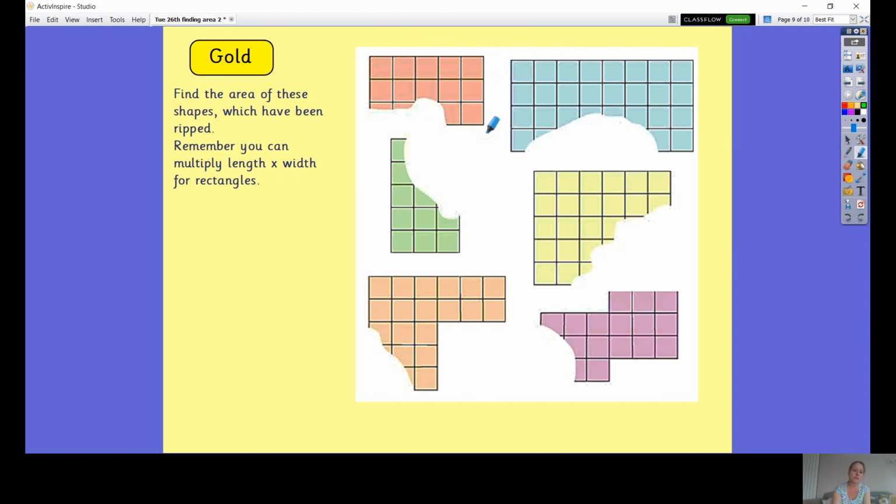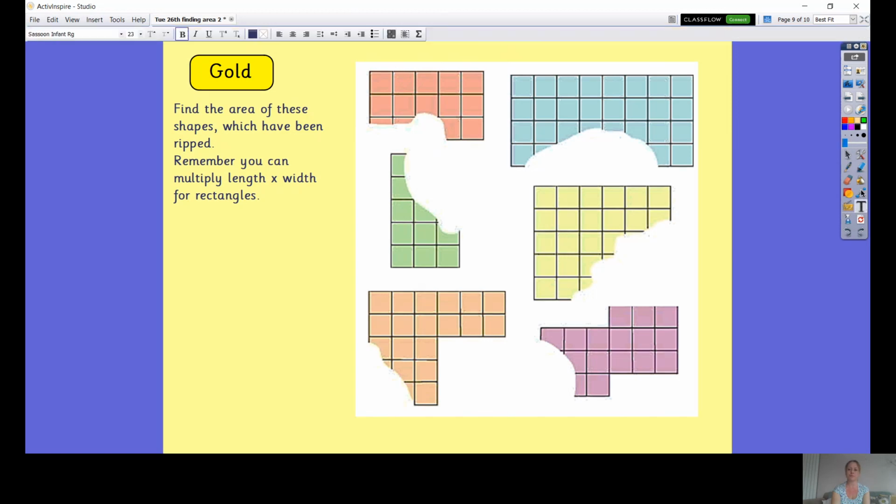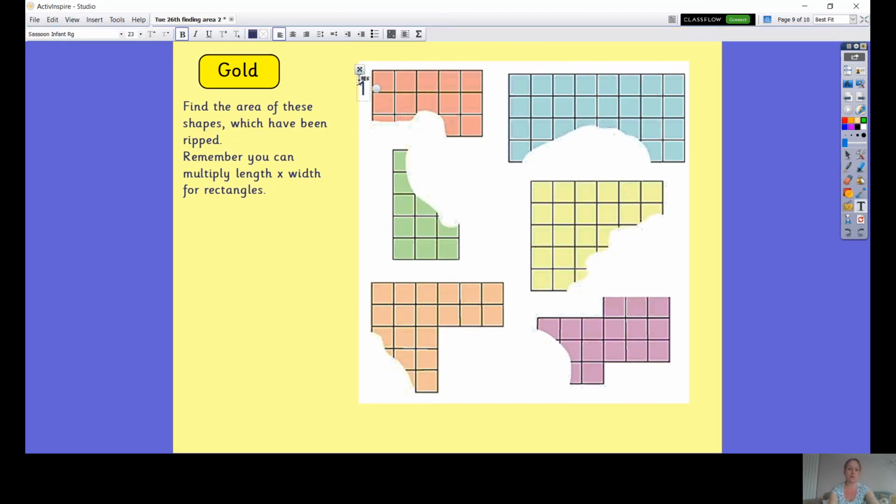So I'm going to look on this side because I know that this side is going to be the same as that side because it's a rectangle. So it'd be 5 times 3. So I'd write number 1, 5 times 3 is 15. And you call that one number 1, and that one number 2, and that one number 3, and that one number 4, and so on.